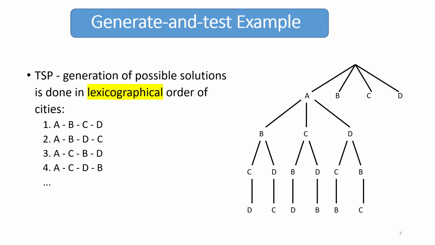Routes starting with A to C: fix A, C and arrange the remaining cities B and D. So A to C to B to D and A to C to D to B. Routes starting with A and D: fix A and D and arrange the remaining cities B and C. A to D to B to C, and A to D to C to B. So totally there will be 6 possible routes according to the permutations.